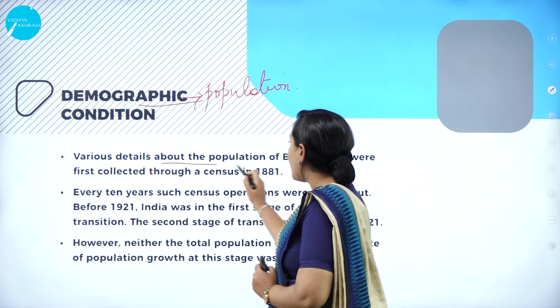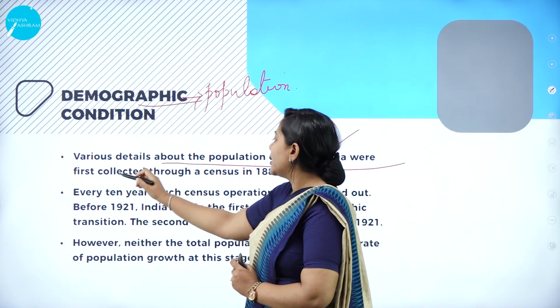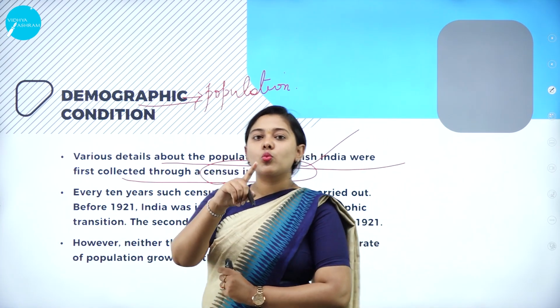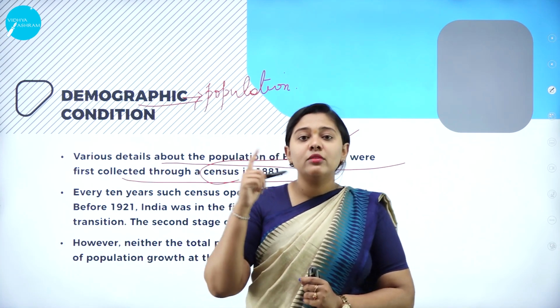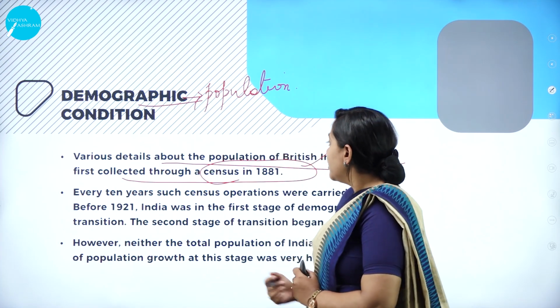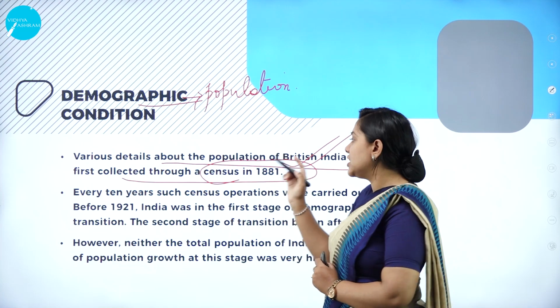Various details about the population of British India were first collected through a census in 1881. So this is a 1 mark question for you all, my dear students. Kindly note down, when was the first census that was conducted in India? That is British India, it was 1881.